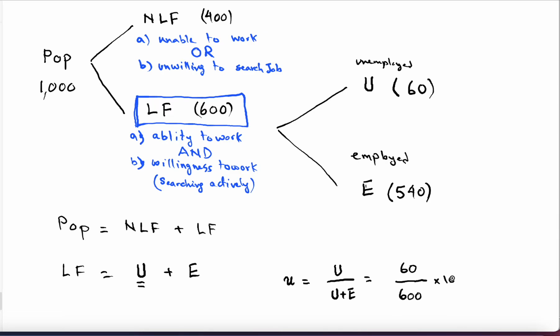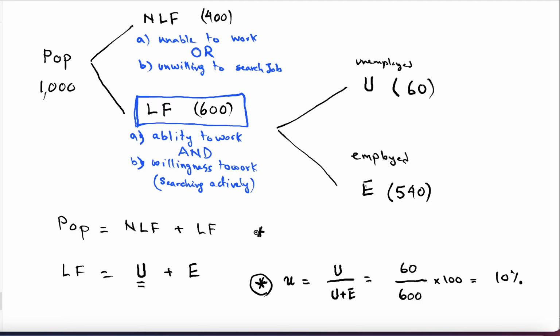And you just multiply it by 100 to say it in terms of 100. So this is basically 10%. And there's yet another factor. This is a very important indicator, which is called unemployment rate.